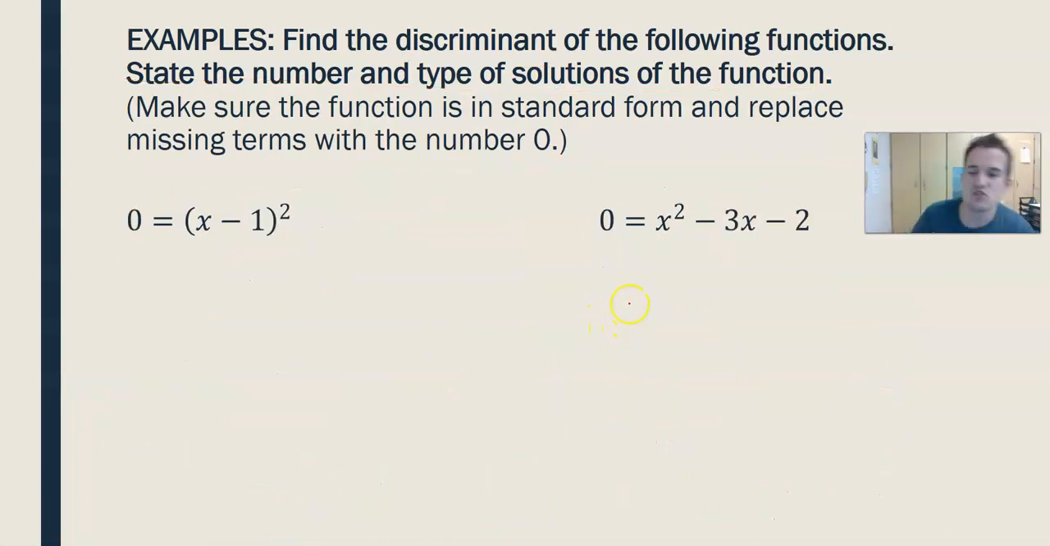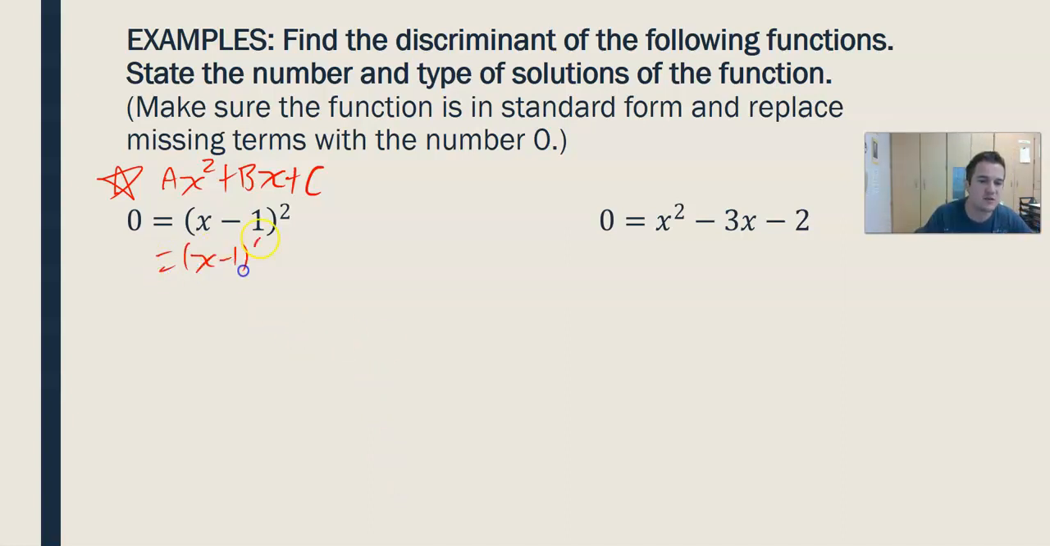Okay, let's do one more. We're going to do this one right here. So we need this to be in standard form, and right now it's not. It's in factored form. X minus 1 squared, or in other words, x minus 1 times x minus 1. So I'm going to show you kind of a cool thing with this later, but in order to find the discriminant, I'm going to put this into standard form.